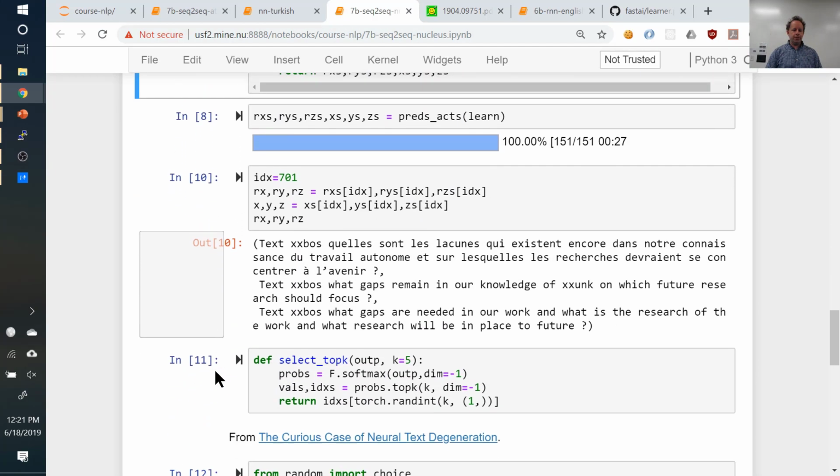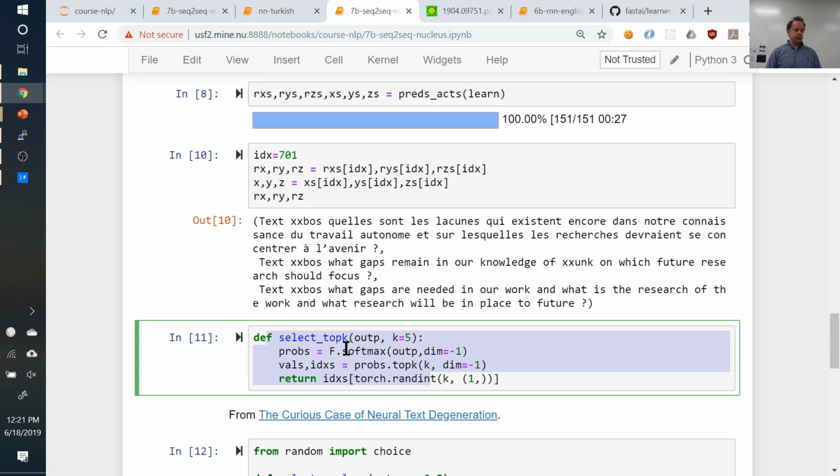So then I wrote a top K decoder. It's only 3 lines of code. We just grab the output activations, we throw them through a softmax to turn them into probabilities, and then we simply call the PyTorch top K method, which will give me the top K highest probabilities, giving me both the probabilities and their indexes. And then top K sampling just randomly picks one of those top K with literally just a random integer. So that's all top K sampling is.